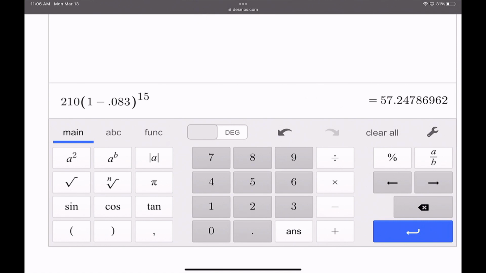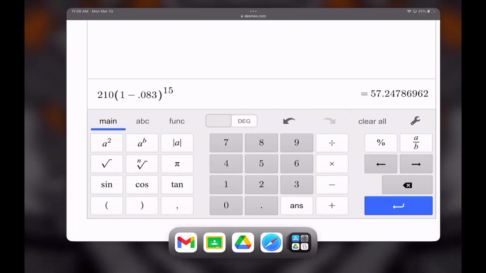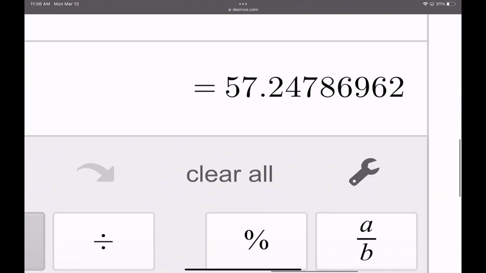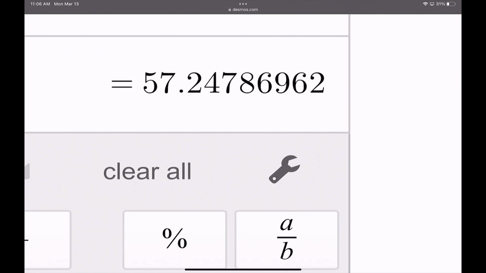So we get 57.2478696.2. Okay, so we're not going to write all of those numbers. This problem here wants us to round to the nearest tenth. Well, the tenth is the guy right behind the decimal. So the right of the decimal is the tenth. So in this case, it's the 2 right behind the decimal. The guy behind it is a 4.